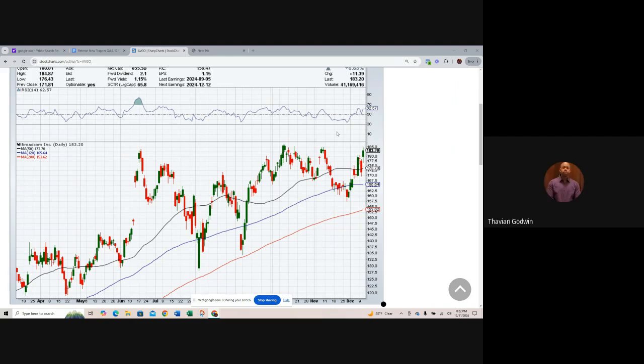Like in the course, they talk about RSI and things like that. Some people don't use RSI. I use it. It kind of gauges the momentum of what the stock is doing. So if you can see my screen and you just look at AVGO up here, that was at 185.